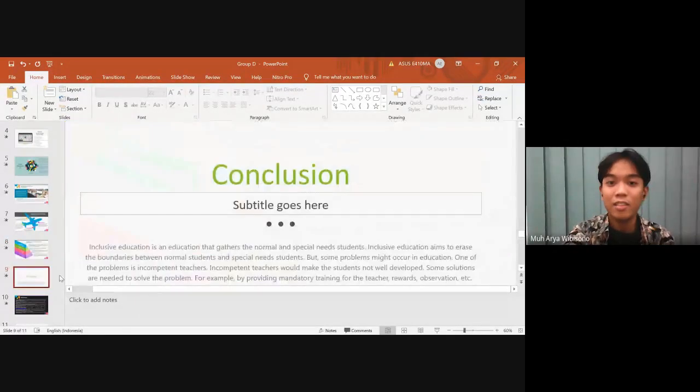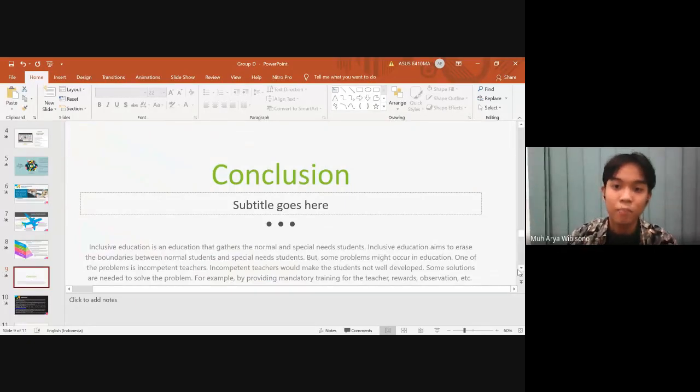So the last one is the conclusion. Inclusive education is an education that gathers normal and special needs students. Inclusive education aims to erase the boundaries between normal students and special needs students. But some problems might occur in education. One of the problems is incompetent teachers. Incompetent teachers would make the students not well developed. Some solutions are needed to solve the problem, for example, by providing mandatory training for the teacher, reward, observation, etc.